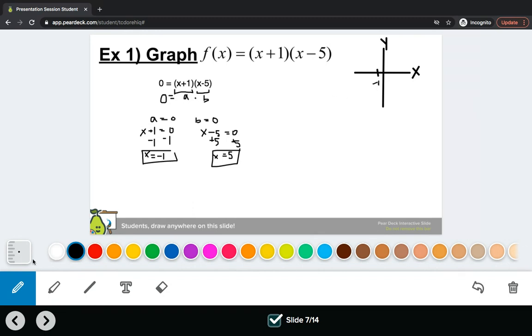That is a sloppy graph, sorry. So I'm going to make my point there at negative 1. And then I also have a point at 5. I'm going to say about here is 5. So I have a point at 5.